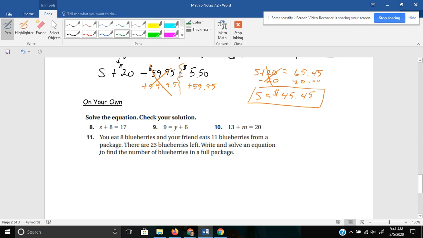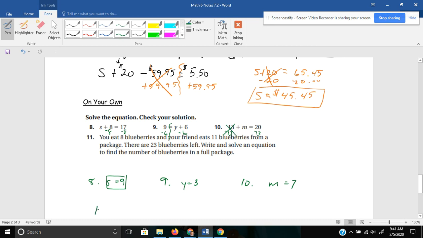All righty, for number 8, what number plus 8 would give you 17? Or if you subtracted 8 from both sides, you should come up with S equals 9. For number 9, what number plus 6 would give you 9? That would be 3. Subtract 6 on both sides, in other words. That's how you'd come up with it. And 13 plus what number gives you 20 for number 10? That would be 7. Subtracting 13 from both sides to get that answer.